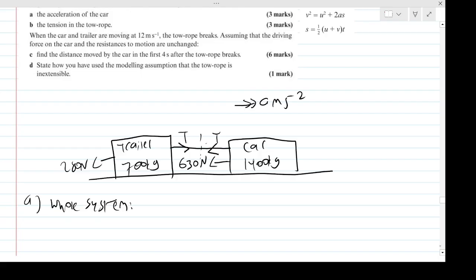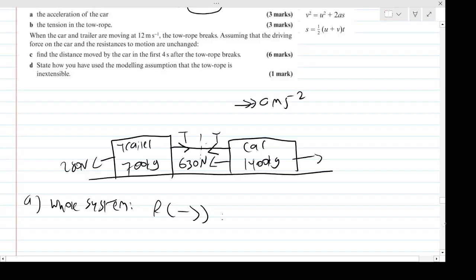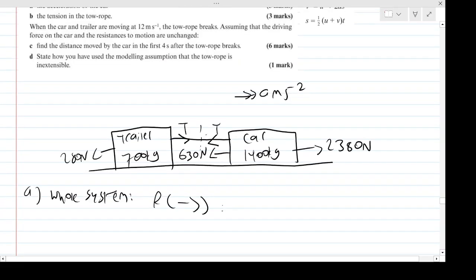So firstly, F equals ma. If we resolve, say, forwards, then the forward forces. Are we not told a forward force for the car? Yes, sorry, the driving force is 2,380. There we are. That's pushing the car forward. Okay, so that's the forward force. And then we've got the tension forwards here, and that's really it.